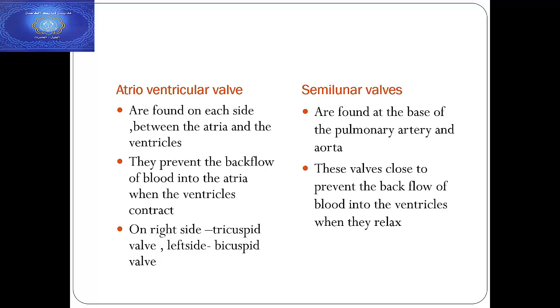These valves close to prevent the backflow of blood into the ventricle. Now you can understand why these two bloods never mix up. The deoxygenated blood and oxygenated blood are circulating in our heart simultaneously. Still they are not mixing up, because when each is functioning, these valves close and open to regulate the onward direction and to prevent the backflow.